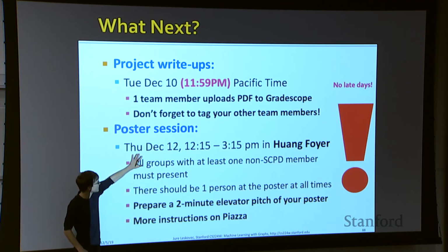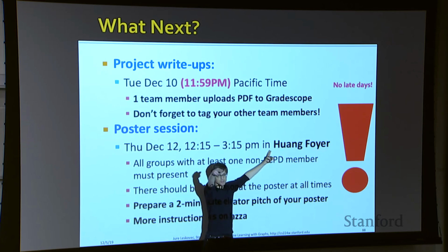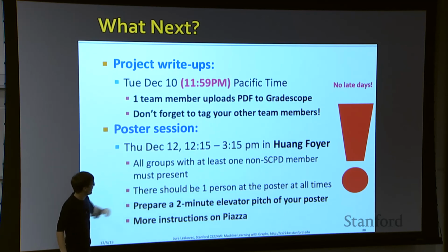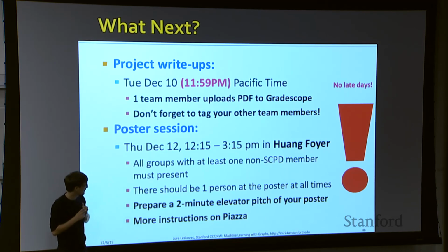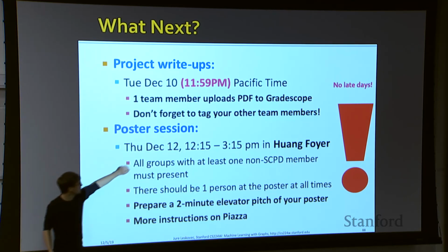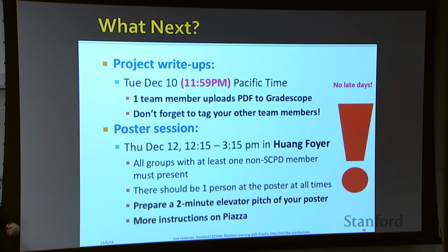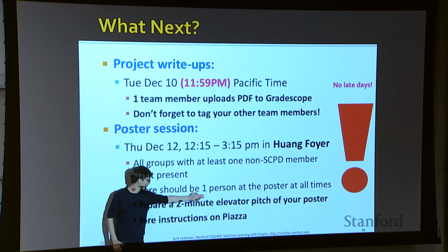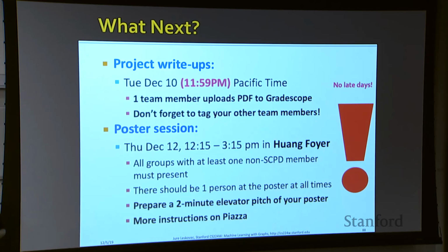And then we'll have a poster session next week on Thursday during the final exam time. This means between 2:15 and 3:15. It will be outside the classroom, here in the foyer of Huang building. All groups with at least one non-SCPD student should present, and there should be one person at the poster for the entire duration of the 3-hour session. Meaning you can swap members, but there should be somebody ready to answer questions at your poster at all times, and other members can go around and talk to other people.